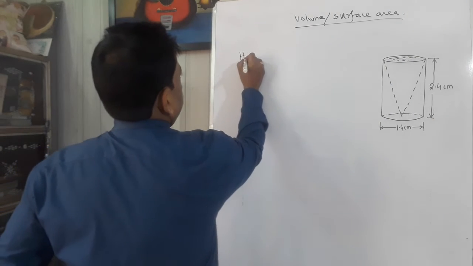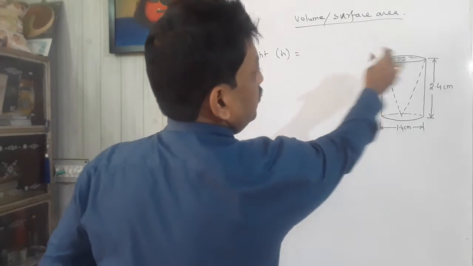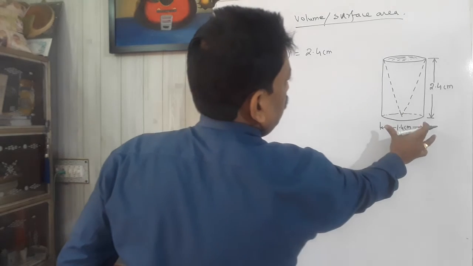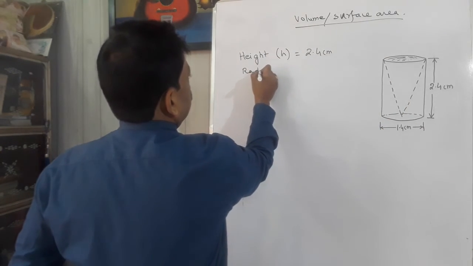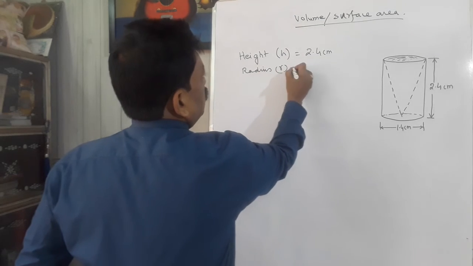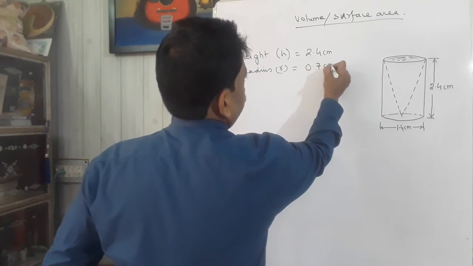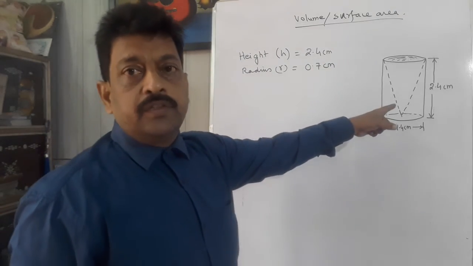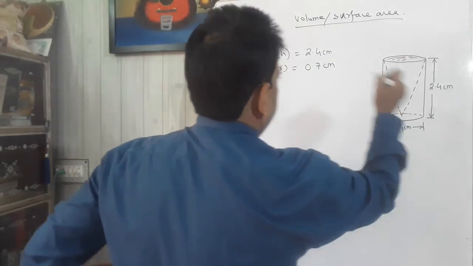So height h is common to both the cylinder and cone. So height is 2.4 centimeter. Diameter is given as 1.4 centimeter. So radius r will be 1.4 upon 2, that is 0.7 centimeter. So first of all, to find the curved surface area of the cone, we have to find the slant height of the cone. The slant height L.